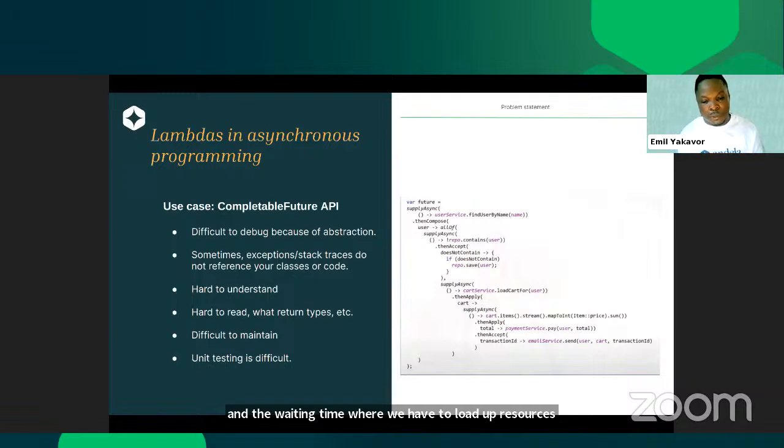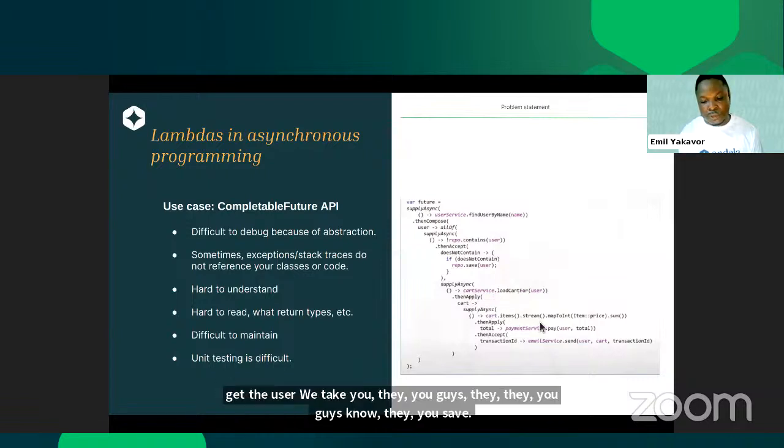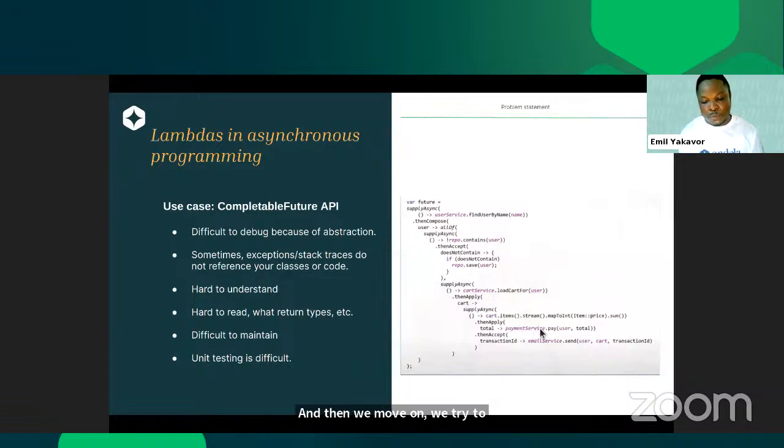Okay, so here you can see that we get the user, we check if the user is there. If the user is not there, we try to save, and then we move on. We try to load the cart, and then we try to assign the prices. We ask the customer to pay, and then we send an email. This is the sample code that we saw earlier on, written with asynchronous programming, and this is how it looks. So this obviously doesn't look simple compared to what we had earlier on.